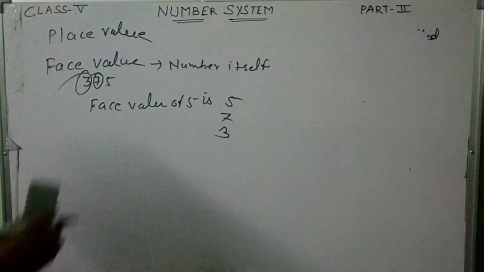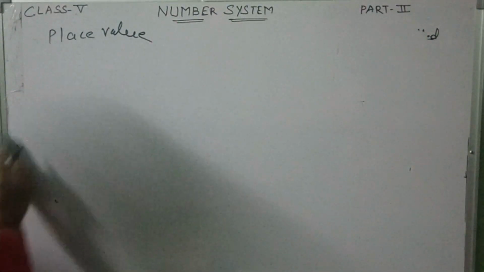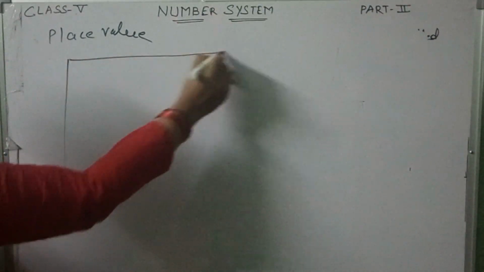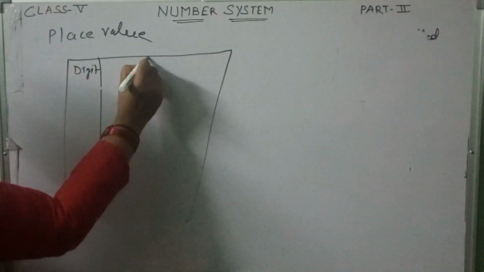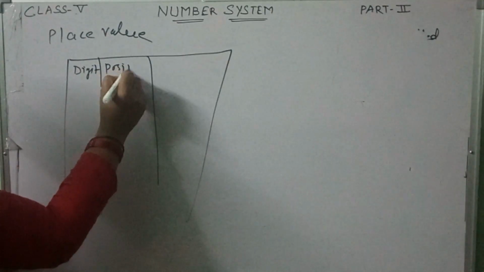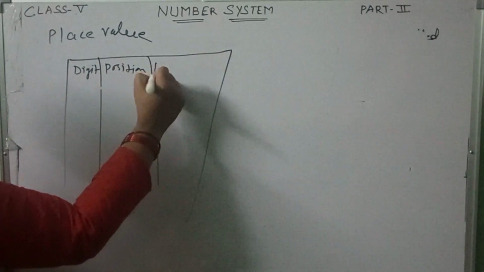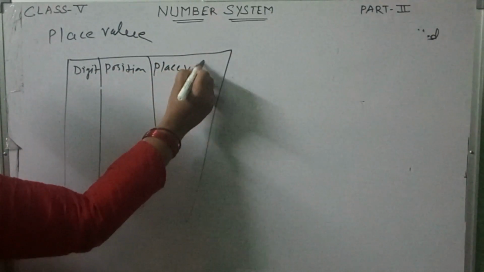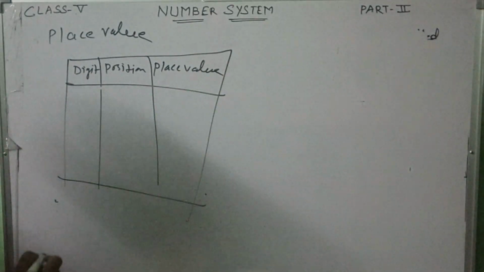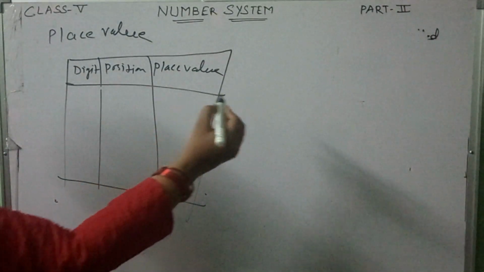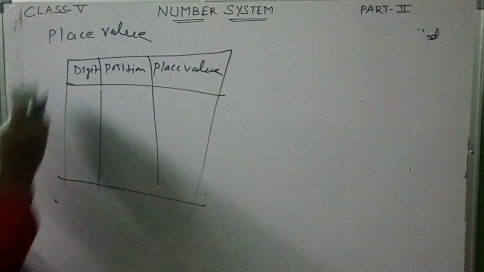But for place value you have to make the 3 columns. First we have to write the digit, second position, and third we have to write the place value. And for that we have to start reading from the right side of the given number.